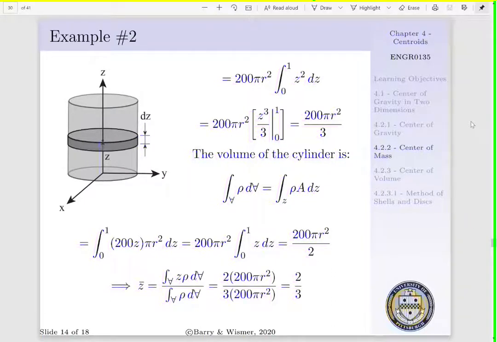Thus, z bar is going to be equal to the integral with respect to V of rho z dV per the integral with respect to V of rho dV. And we have 200 times pi r squared per 3 within our numerator. We have 200 times pi r squared per 2 in our denominator. And we are left with a value of 2/3.